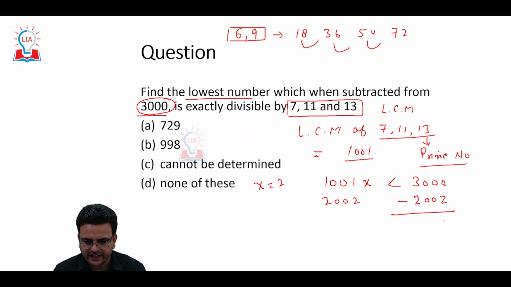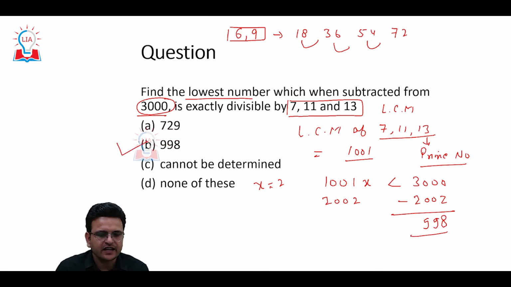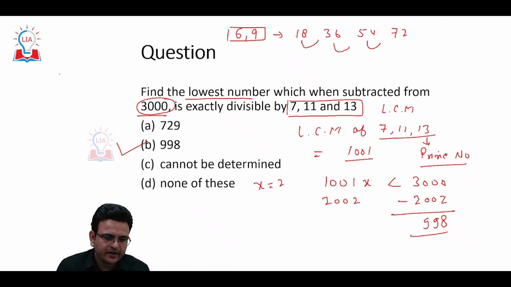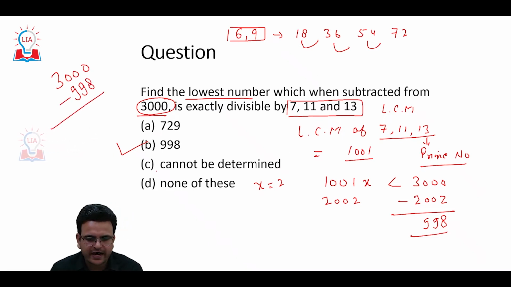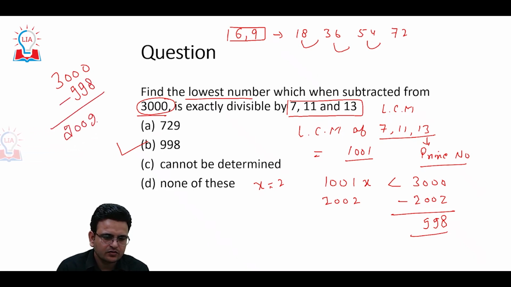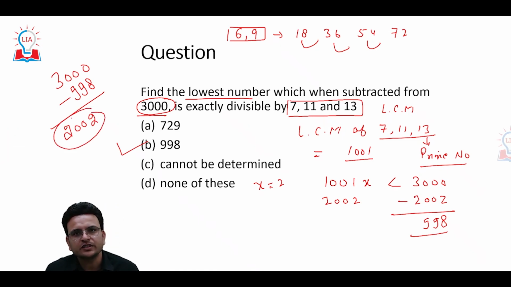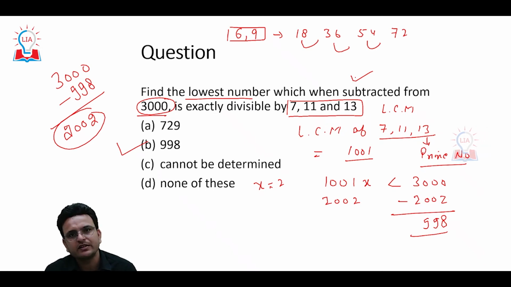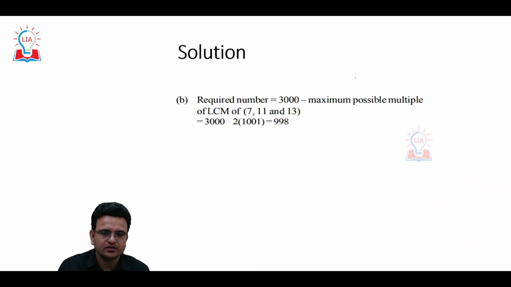So the answer is 998. When we subtract 998 from 3000, we get 2002. 2002 is exactly divisible by 7, 11, 13. Hope you are able to understand. If you are not able to understand, you can put your view in the comment box. You can see the answers here also.